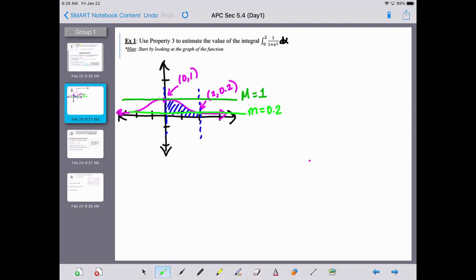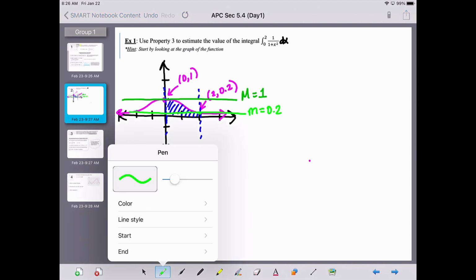And so basically what we're trying to say with property 3 is that we have a rectangle that is created by our limits of integration from 0 to 2, and by our x-axis and our little m value, and then by our x-axis and our big M value, right? Those create two different rectangles. And basically the property is saying that the area under our curve should be somewhere between the areas of those two rectangles. So let's show the calculus, and then we'll do a written explanation of what we're talking about.